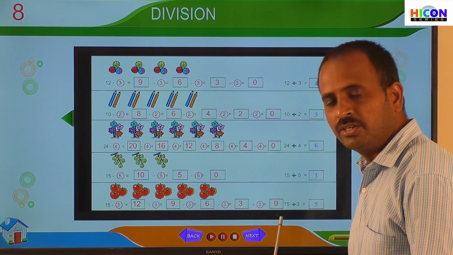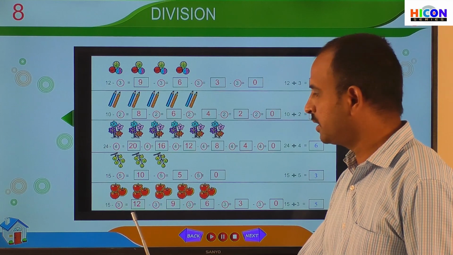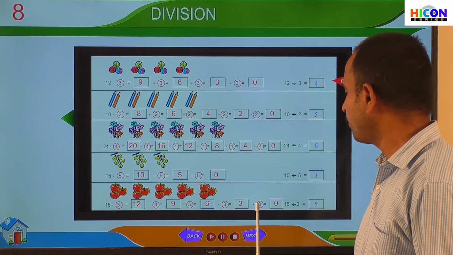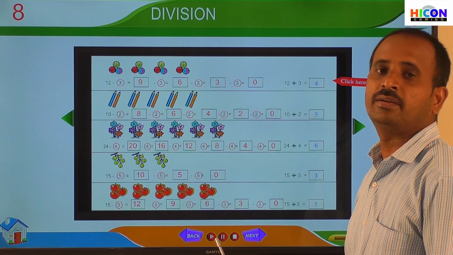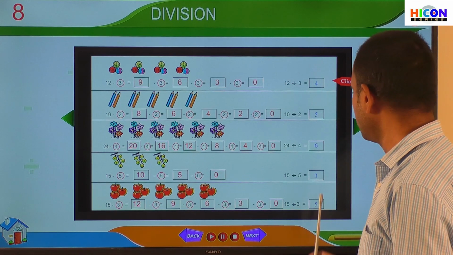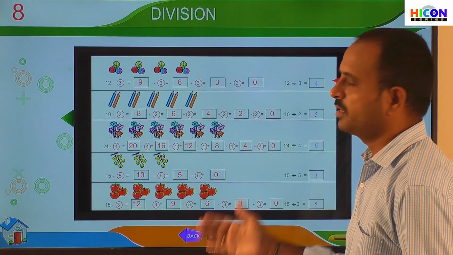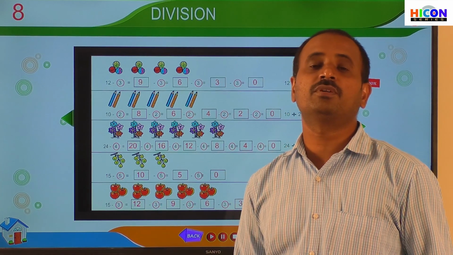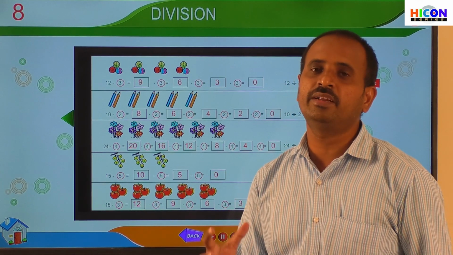That means finally we get 0. How many times have we subtracted? 1, 2, 3, 4, 5. We have subtracted 5 times to get 0. So the answer is 5. So children, these are some example problems on division to understand what division is.